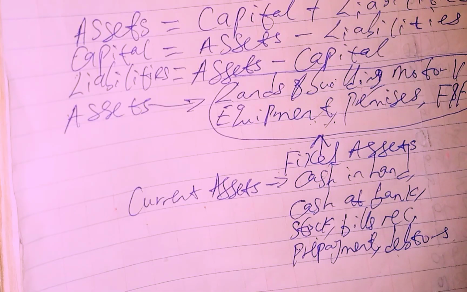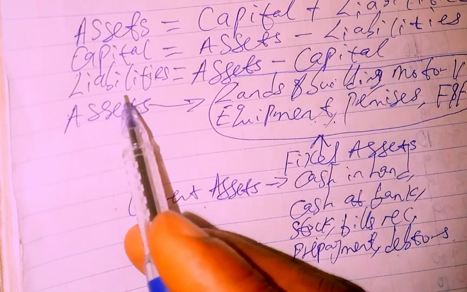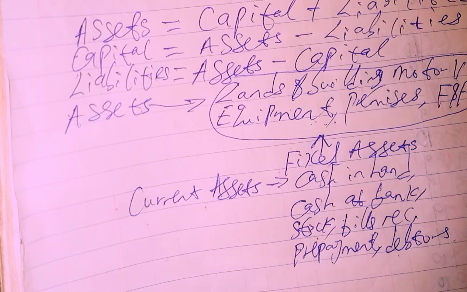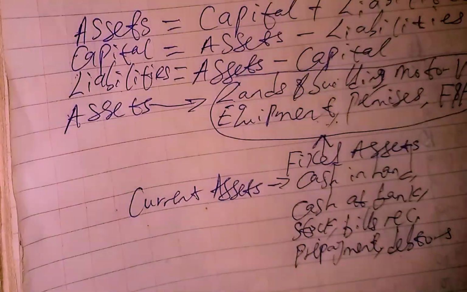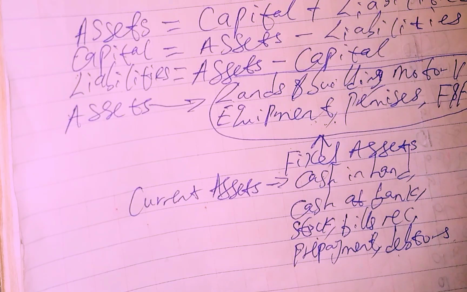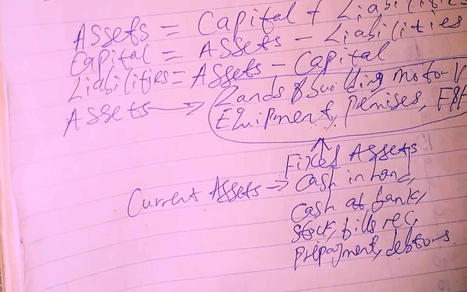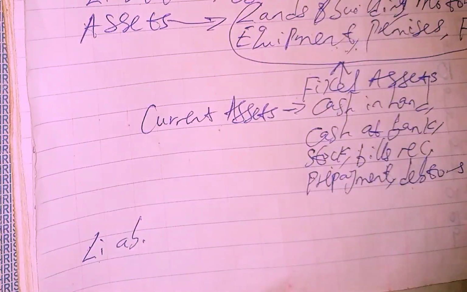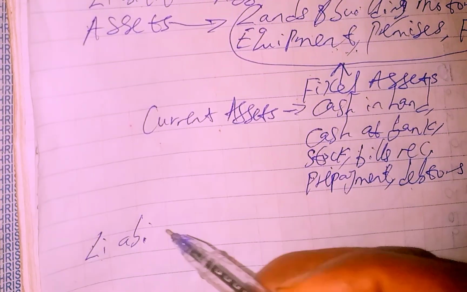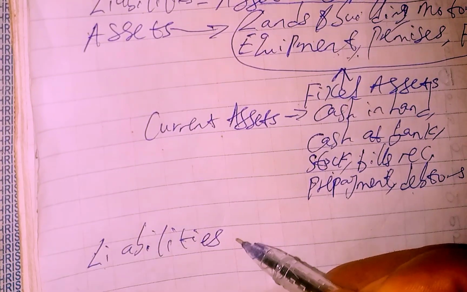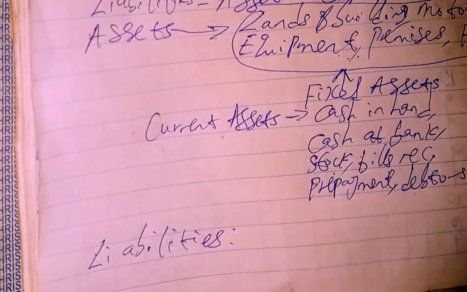All right. Now, liabilities. What are liabilities? Liabilities are simply obligations to pay out money at some time in the future. So we'll be looking at some examples of liabilities so that we can classify them anytime we come across them in a question.